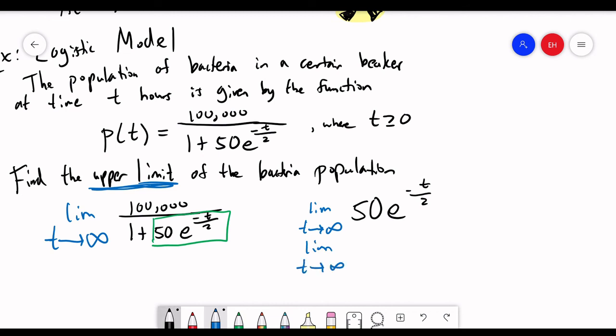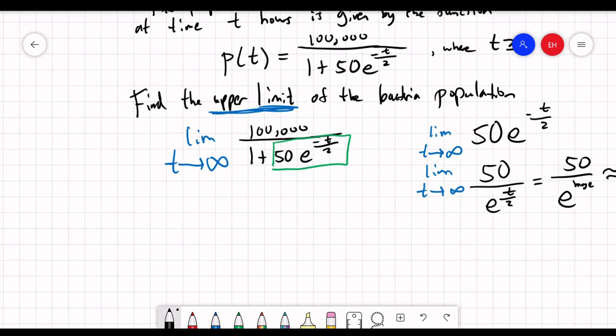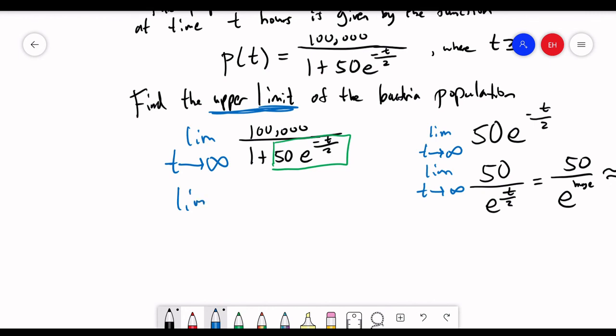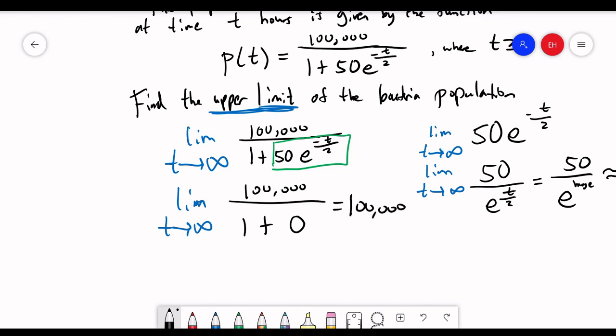So let's look at this piece, 50e to the power of negative t over 2. How do you rewrite that with positive exponents? You just bring it to the bottom and then it turns positive. So I have 50 over e to the power of t over 2. Now if I put in t is infinity, I'm going to have 50 over e to the huge number, which is 50 over a really massive number, infinity, and that's going to go to 0. So that whole part that I've boxed in green goes to 0. What's left is 100,000 over 1 plus 0, which is 100,000. So 100,000 bacteria is our upper limit of population.